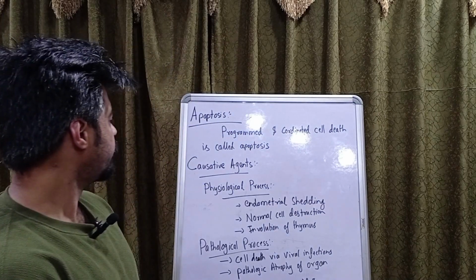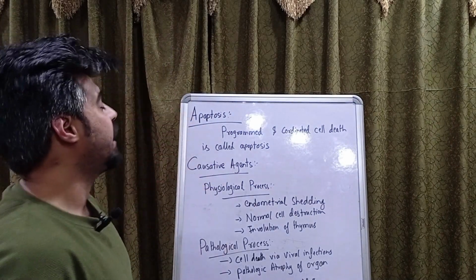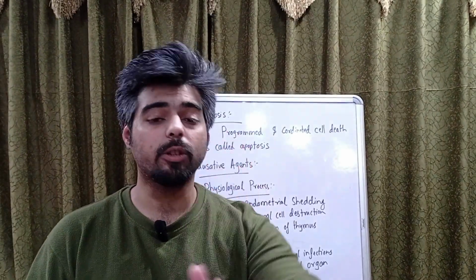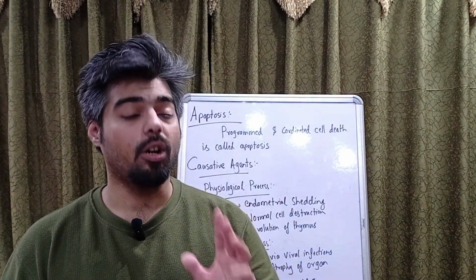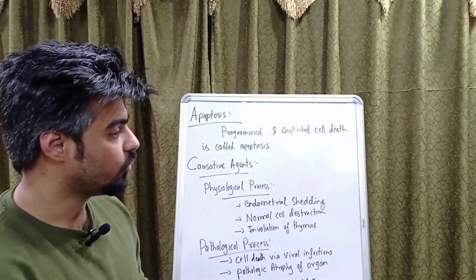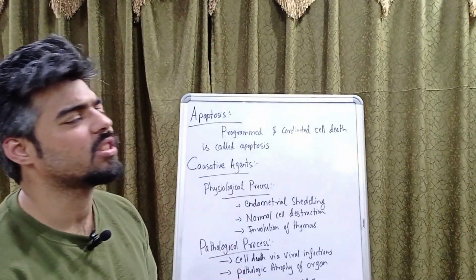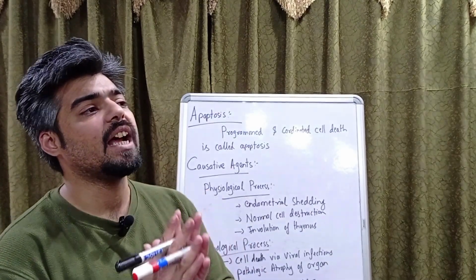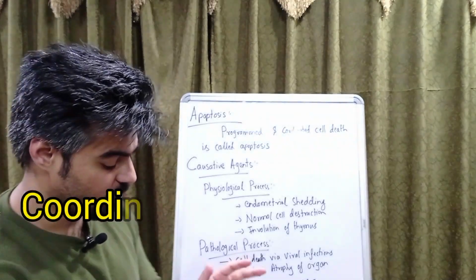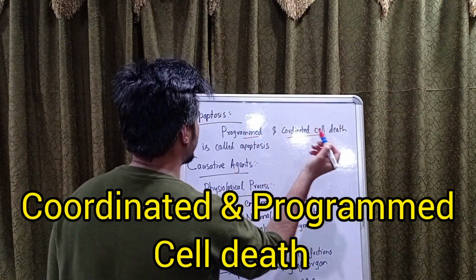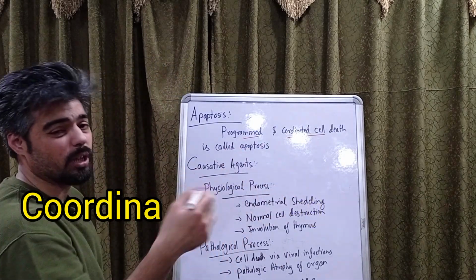So guys, the next topic is apoptosis, which is one of the processes in the morphology of irreversible cell injury. So let's see what is apoptosis. Apoptosis is a coordinated and programmed cell death. Programmed and coordinated cell death, or coordinated and programmed cell death.